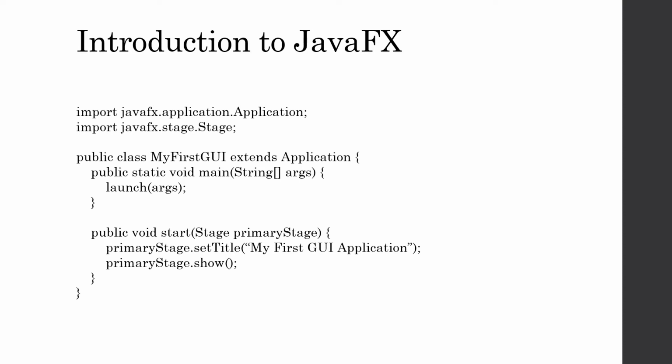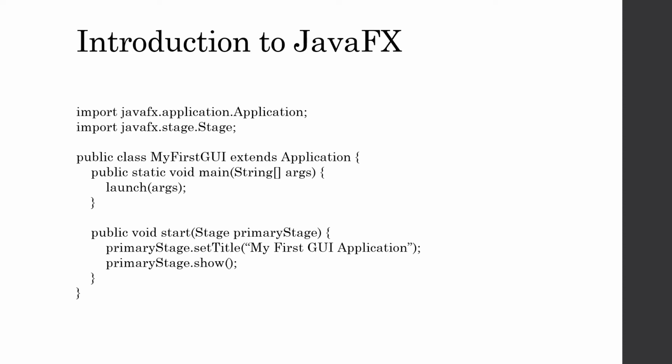So we'll set that up as that public void start. We're then going to pass in, or at least set up as a parameter, our stage. So in this case, we're going to be calling that our primary stage. And then we go ahead and have two method calls on that primary stage. One is to go ahead and set up a title for the overall application.